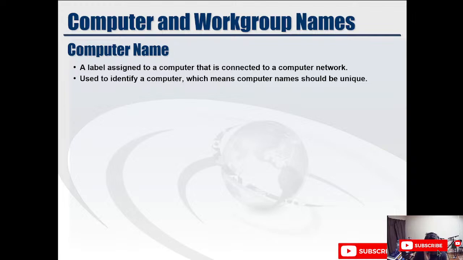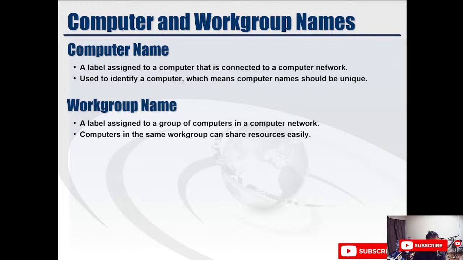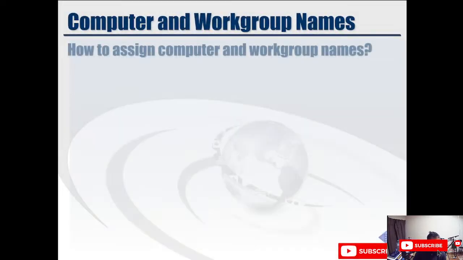Like example, marami kayong computer, so dapat naka-name siya according to the user. And then sa work group naman according to the office, no? And so work group is a label assigned to a group of computers in a network. So this group is finance group. This group is library. Computers in the same work group can share resources easily.